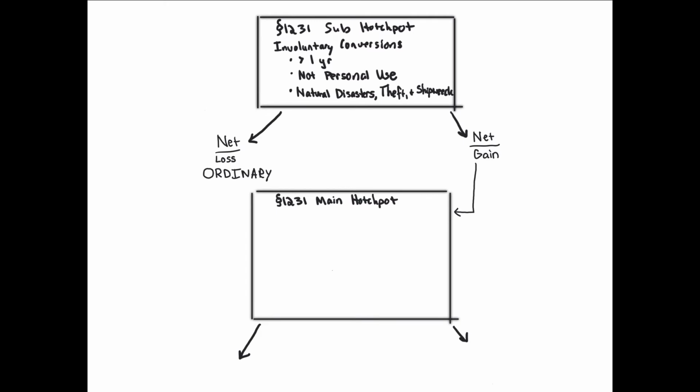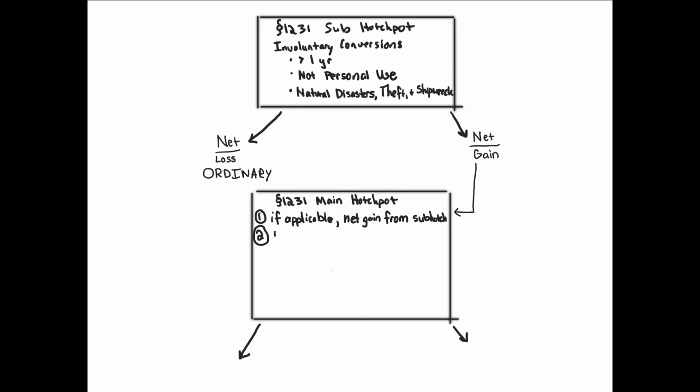Now we're going to go over to the main Hodge Pot. The main Hodge Pot has three things possible. Not all three things will be there, but three possible things. The first thing, of course, we start off with, if applicable, a net gain from the sub-Hodge Pot, right? We bring that over if it's there. If it was a loss, of course, then we wouldn't have anything. But if it's a net gain, that comes over. So that's the first item.